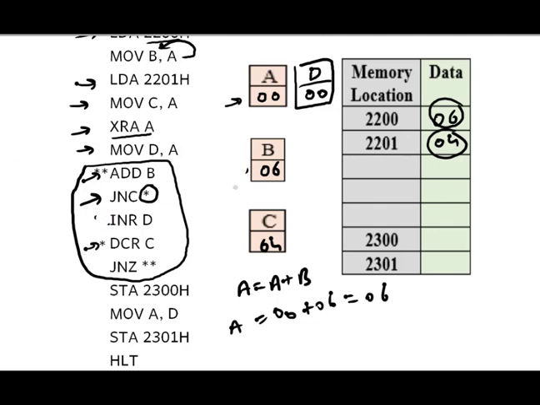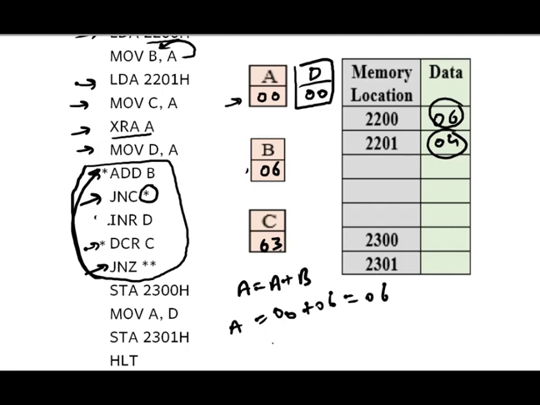What will DCR C do? DCR C will decrement the contents of C by 1. As we see, C is 4, it becomes 3. Then here we see instruction JNZ. JNZ checks whether C is 0 or not. Of course C is not 0, so it jumps to double star. Now where is double star? Double star is actually here. It again goes to ADD B, because C is not 0. So this JNZ will ensure it again goes for addition of B.